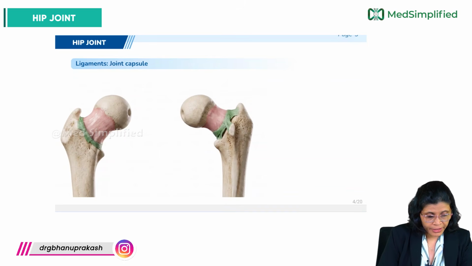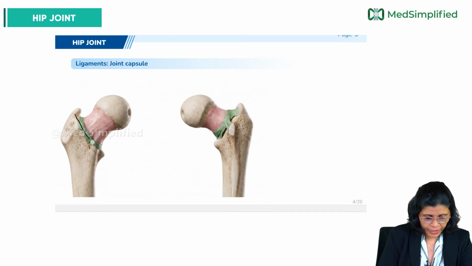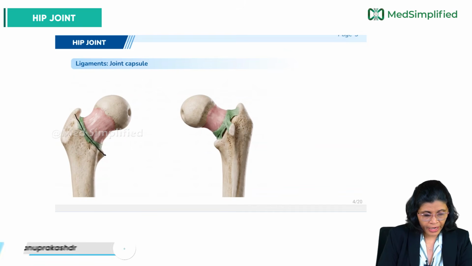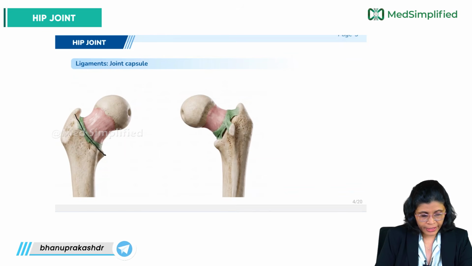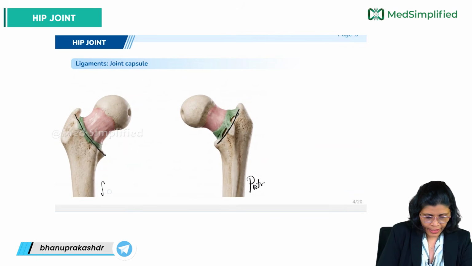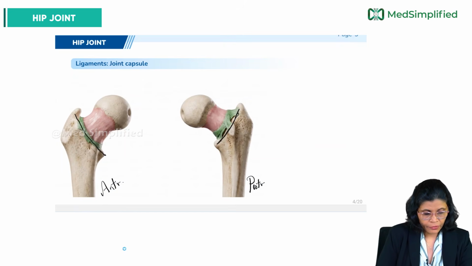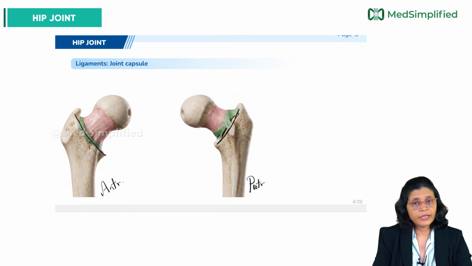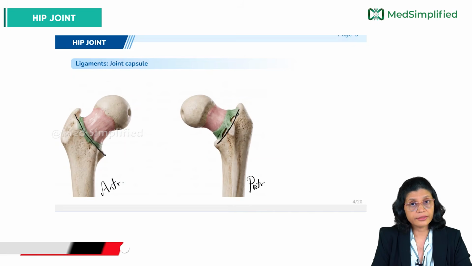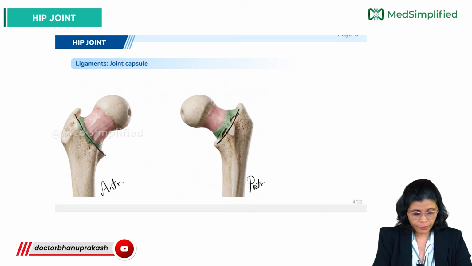On the femur, the capsule is attached anteriorly to the intertrochanteric line, and posteriorly to the intertrochanteric crest. This is the posterior surface, whereas this is the anterior surface of the femur. The capsule is thicker anterosuperiorly, whereas posteroinferiorly it is thin and loosely attached.